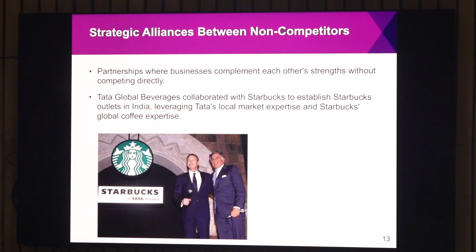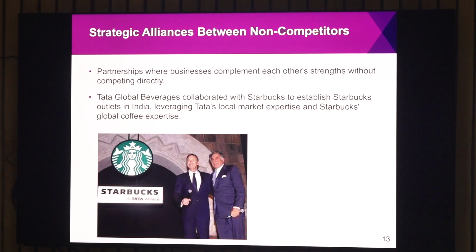Let's start with strategic alliances between non-competitors. This is where businesses try to find synergy. Although they are operating in a different line of service or product or a business altogether, they can form a joint venture. They can form an alliance or a partnership in order to help each other. So I think Tata has a strategic alliance between themselves and Starbucks in India. Does anyone know of this? Yes.